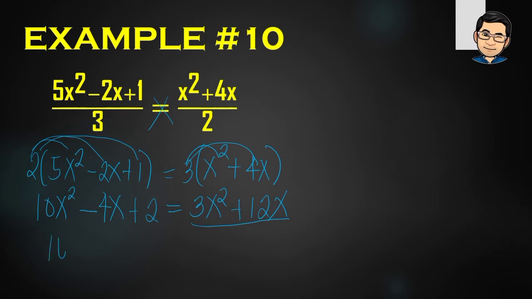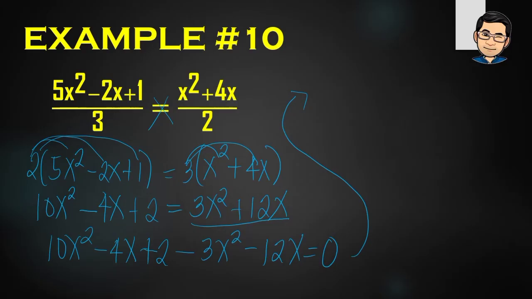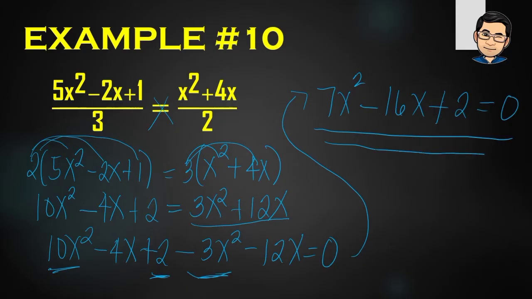So, 10x squared minus 4x plus 2 minus 3x squared minus 12x equals 0. Next, combine like terms. So, 10x squared and negative 3x squared. So, the answer, 7x squared. Next, negative 4x minus 12x, that is negative 16x. And then, ang constant term natin na 2, wala namang i-add or ma-minus sa kanya, so retain, plus 2 equal 0. So, this is the standard form of the given equation.